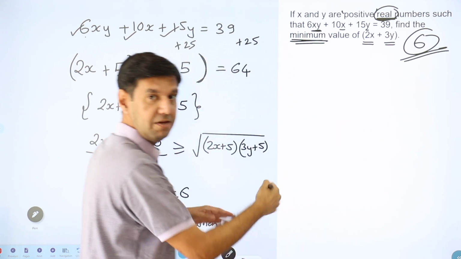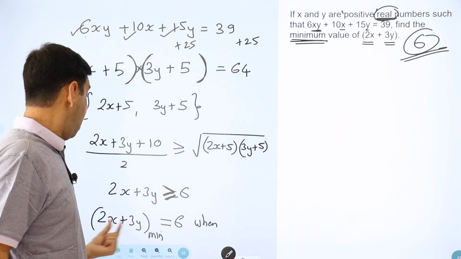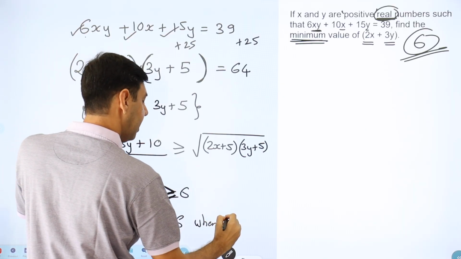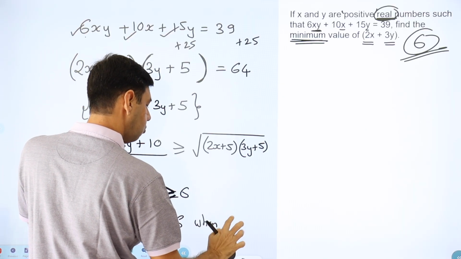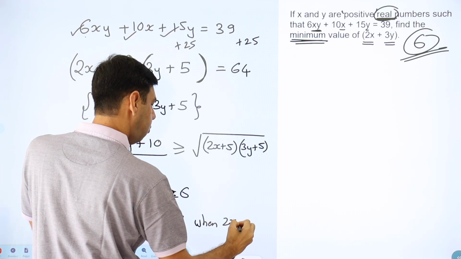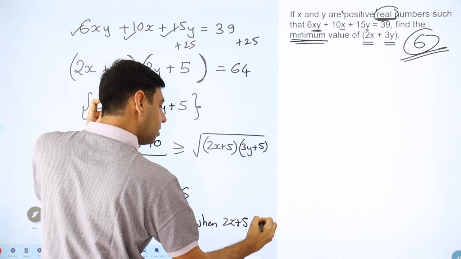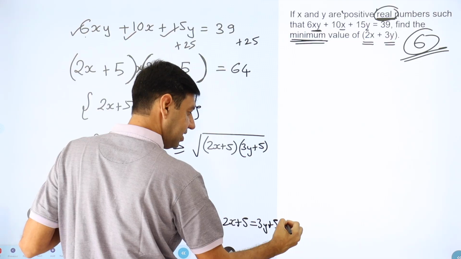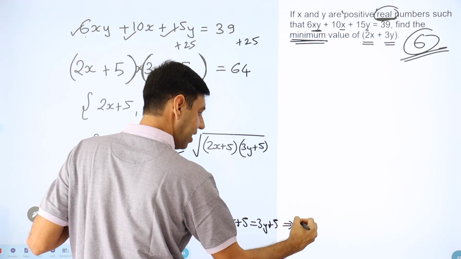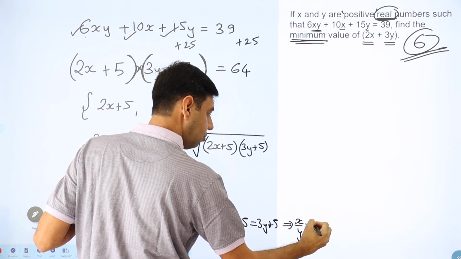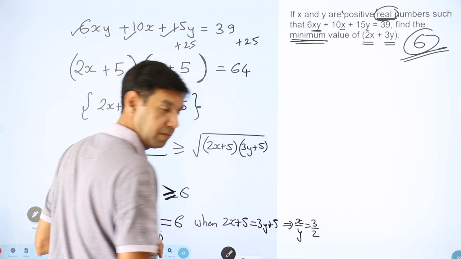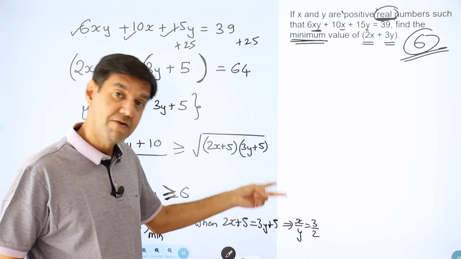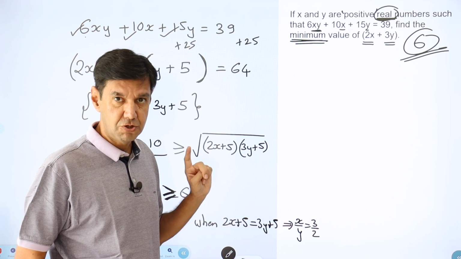So now this is only further extra stuff. When is it equal? When the two variables are equal, that is, when 2x plus 5 is equal to 3y plus 5. The 5 cancels, which just gives me that x by y is equal to 3 by 2. That still doesn't give me the value of x and y, but it tells me it's going to be when x and y are in the ratio 3:2.